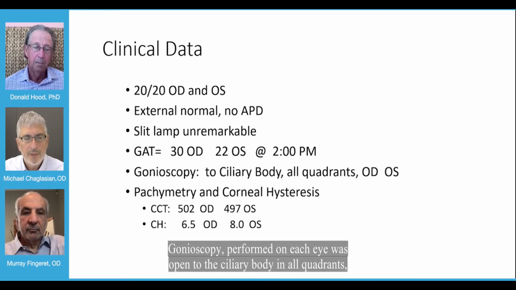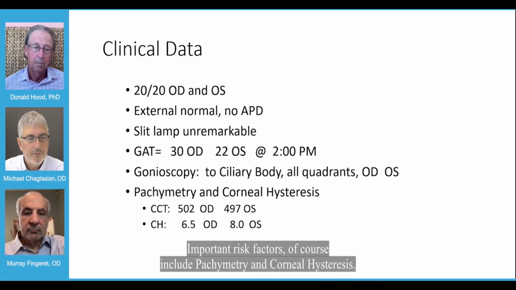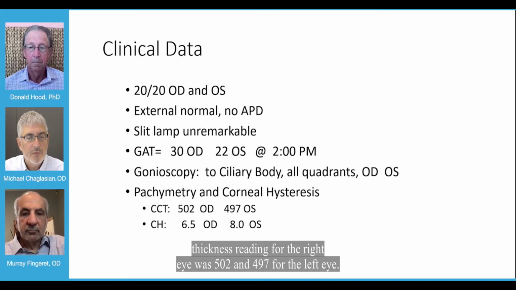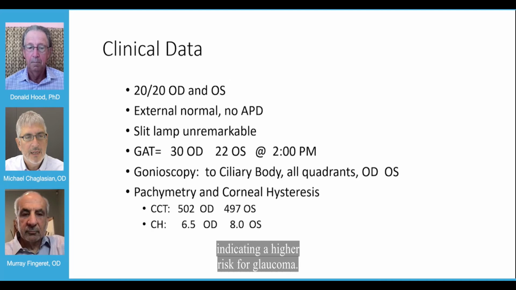Gonioscopy performed on each eye was open to the ciliary body in all quadrants with light pigmentation. Important risk factors, of course, include pachymetry and corneal hysteresis, a pretty well-established risk factor for glaucoma. Central corneal thickness reading for the right eye was 502 and 497 for the left eye. For the corneal hysteresis, it was 6.5 for the right eye and 8.0. In all of those cases, those are quite low numbers and thin readings, indicating a higher risk for glaucoma.